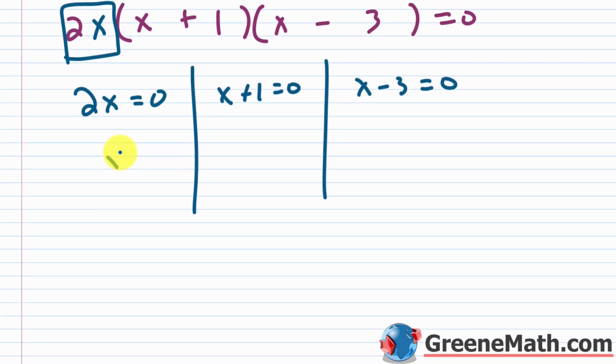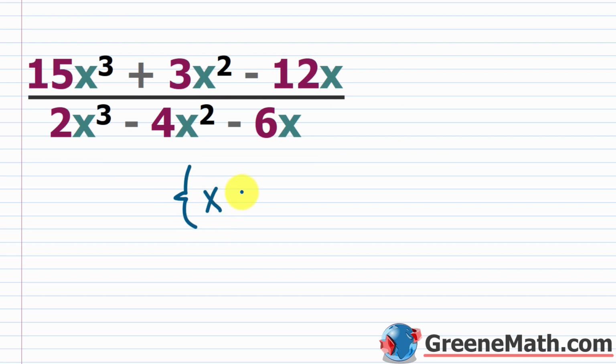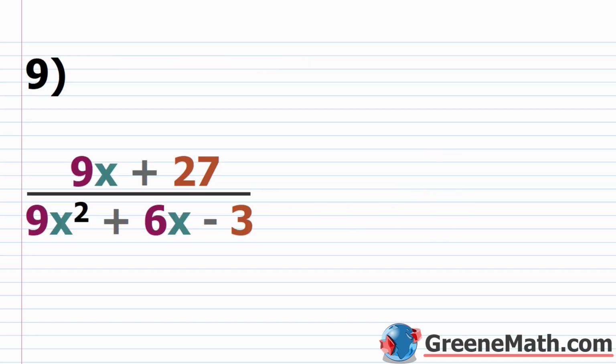So obviously this is x equals 0. This one, subtract 1 away from each side, x is equal to negative 1. This one, add 3 to each side, you get x is equal to 3. So x is not going to be able to be 0, negative 1, or 3. So let's say the set of all x such that x is not equal to negative 1, 0, and positive 3. Let's look at problem number 9.